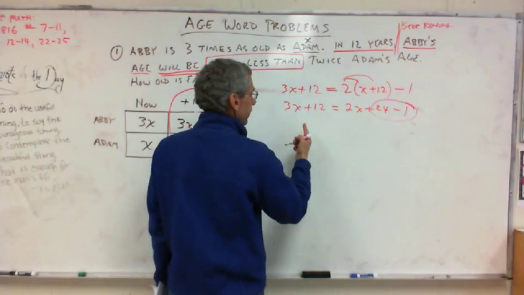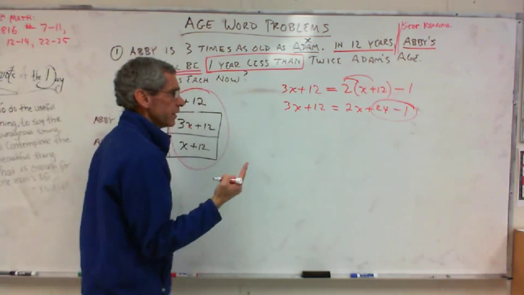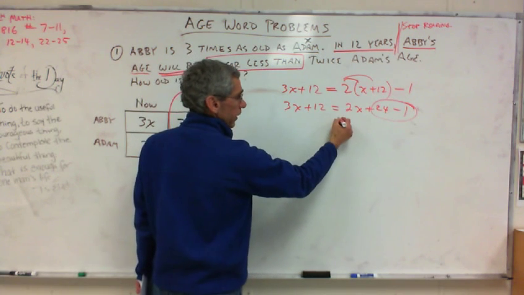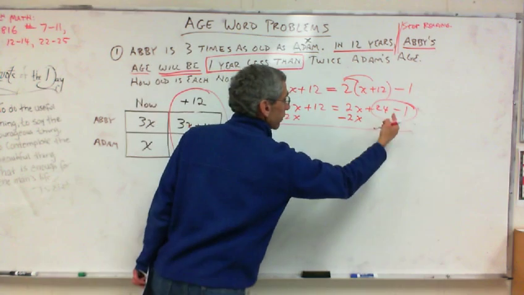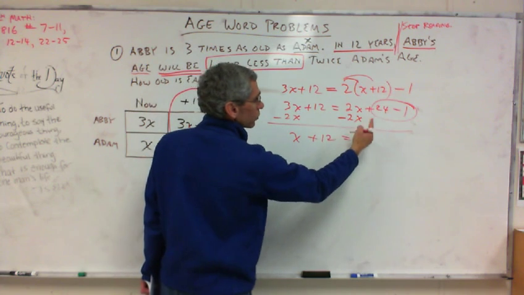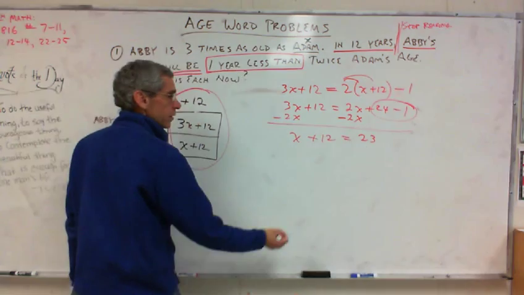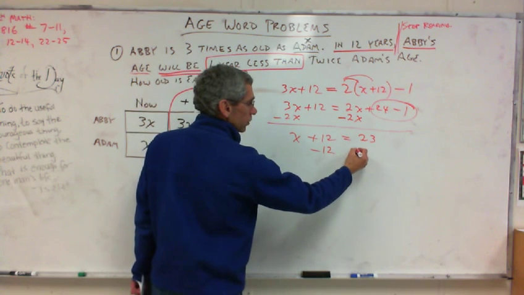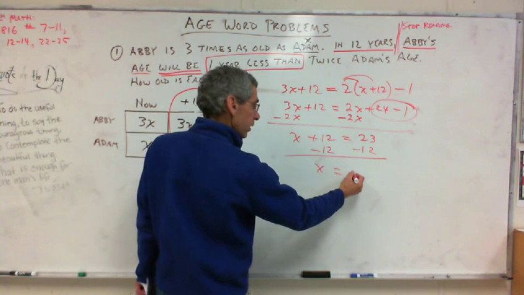I could combine that. I have x's on both sides with equal signs, not a good idea. So I would take the smaller number of x's and subtract that from both sides. Now I'm going to get to do this all in x. So I've got x plus 12 is equal to 24 minus 1, 23. Now I'm going to subtract 12 because I want to know what x equals, not x plus 12. Subtract 12, and I have x is equal to 11, am I right?